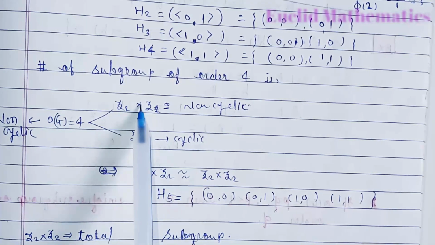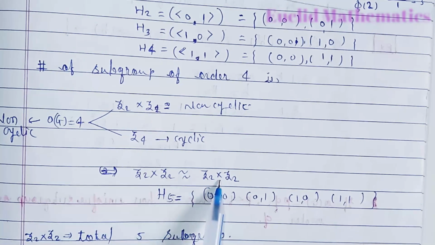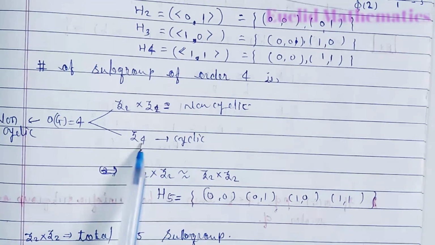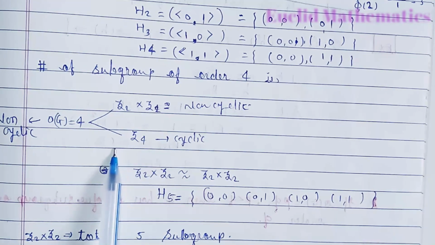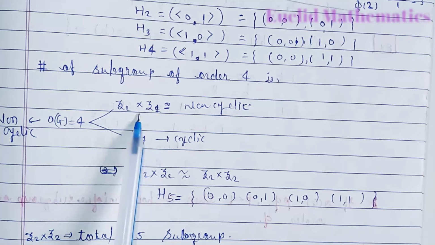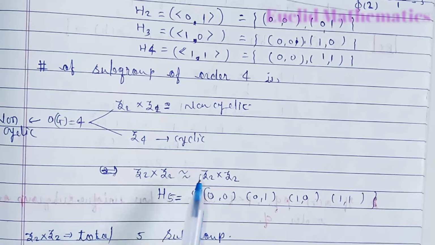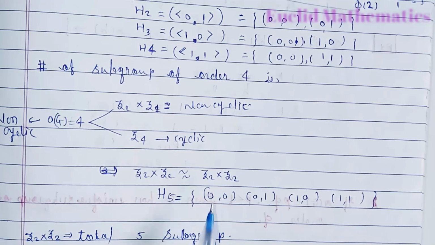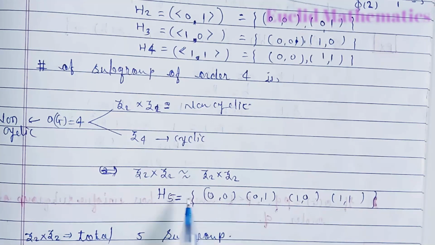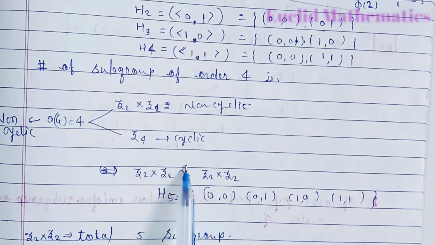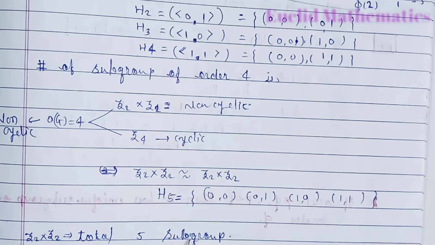So we have to check whether our group is isomorphic to Z2 cross Z2 or Z4. Our group Z2 cross Z2 is not isomorphic to Z4. We can see directly that these two groups are the same, so they are isomorphic. But Z4 is cyclic, Z2 cross Z2 is non-cyclic, and our group is non-cyclic. So Z2 cross Z2 is isomorphic to Z2 cross Z2, which is a non-cyclic group, and it contains the elements (0,0), (0,1), (1,0), (1,1). That means we got the fifth subgroup, which is our group G. So the total number of subgroups here in Z2 cross Z2 is 5.